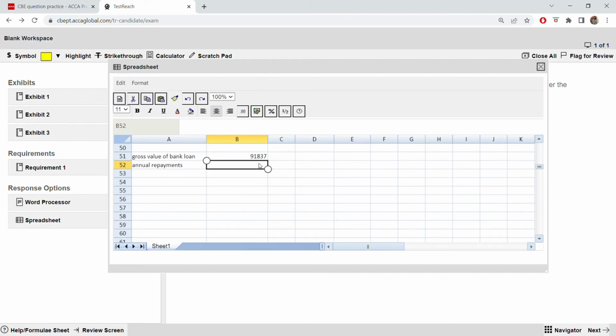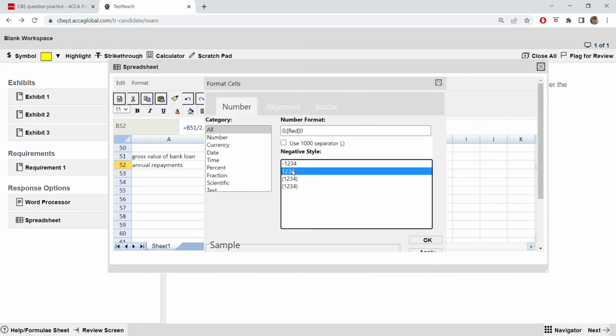So it is this divided by the annuity factor for 3 years with the normal interest rate, not the subsidized interest rate. That is 2.487. That will give you this amount. Go to format cell, click this. Okay.